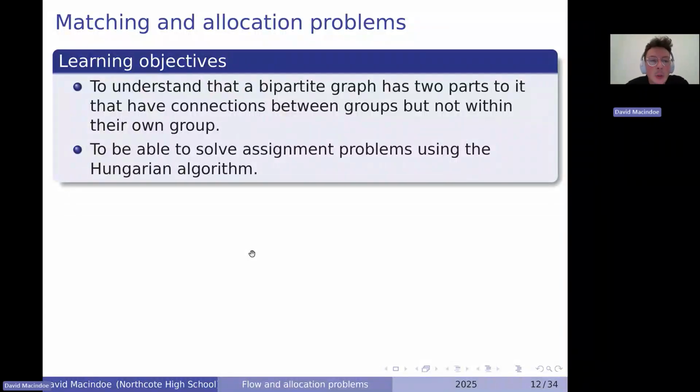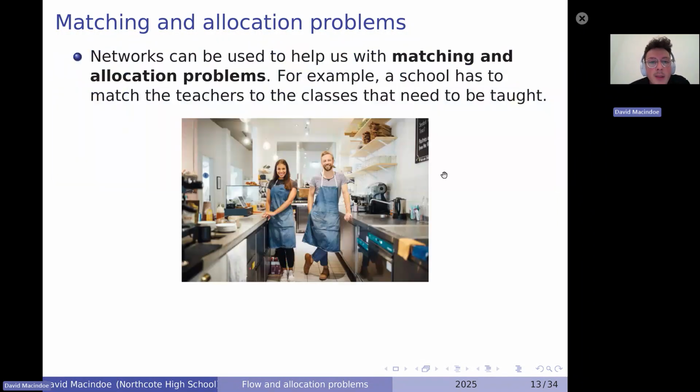Yeah, in this video, I'm going to be talking about matching and allocation problems, as well as how to solve them using something called the Hungarian algorithm. So let's just have a think about what these are about.